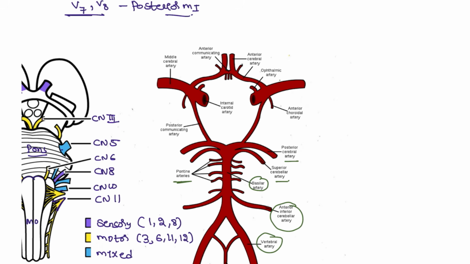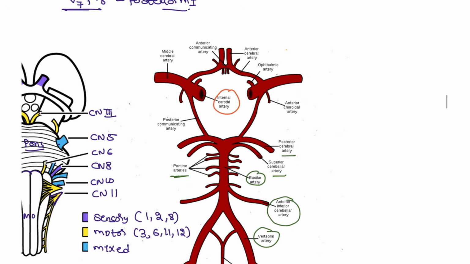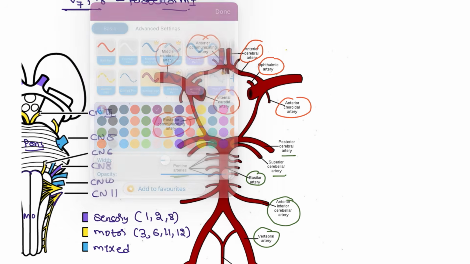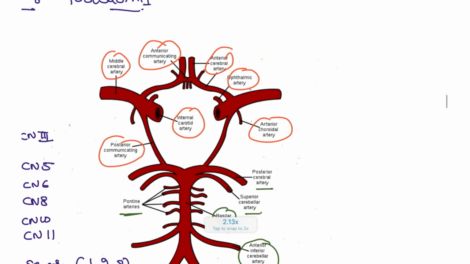So just remember, the green is for the vertebral artery and red is for the structures that I am marking here for the internal carotid artery. And also the question that has been asked: what is the circle of Willis? Here you can see this is the circle of Willis.